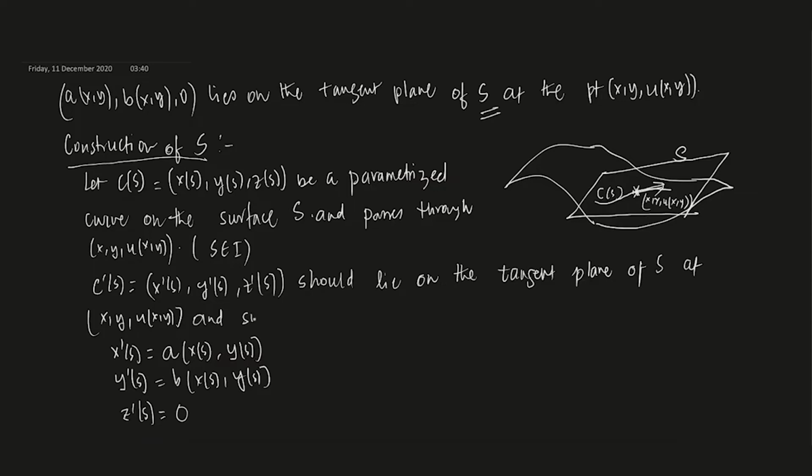Please understand here, it's not that any curve will do this thing. We want a parameterized curve which lies on S such that at any point (x, y, u(x,y)), these three equations hold. See, (a, b, 0) lies on the tangent plane, and this curve is in our hands. We want the tangent vector at that point to represent this particular vector. So we get three such equations.